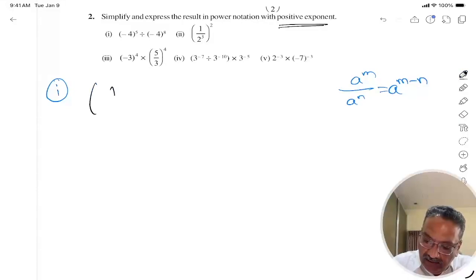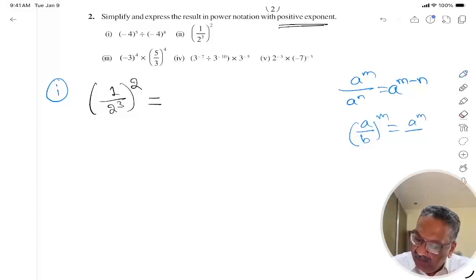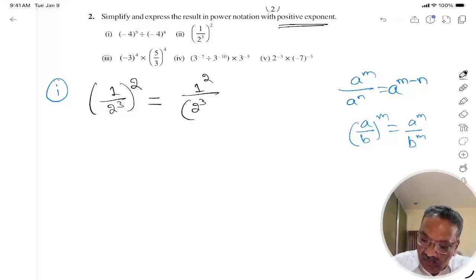(1/2)^3 whole squared. Either you can do this directly. We have (a/b)^m equal to a^m divided by b^m. So if we use this formula, this is equal to 1 squared divided by (2 cubed) whole squared.